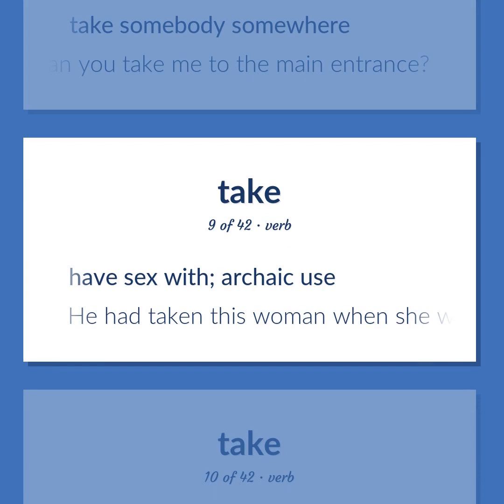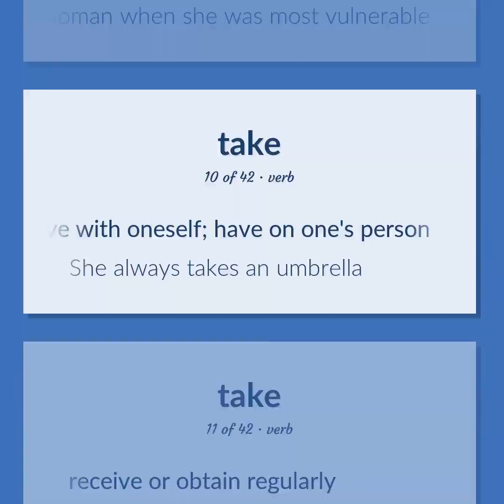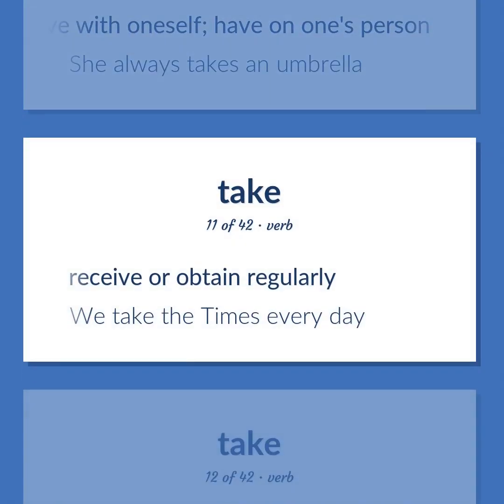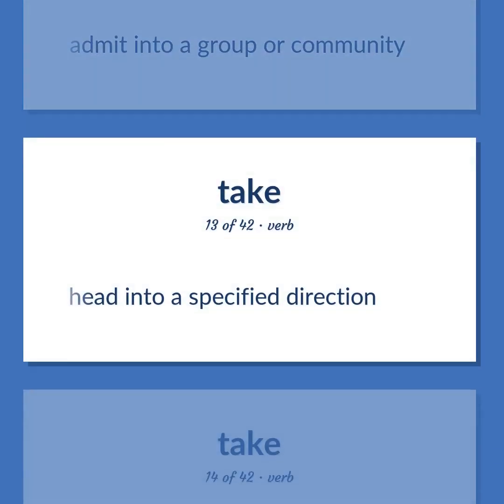Have sex with. Archaic use. He had taken this woman when she was most vulnerable. Have with oneself. Have on one's person. She always takes an umbrella. Receive or obtain regularly. We take the Times every day. Admit into a group or community. Head into a specified direction.